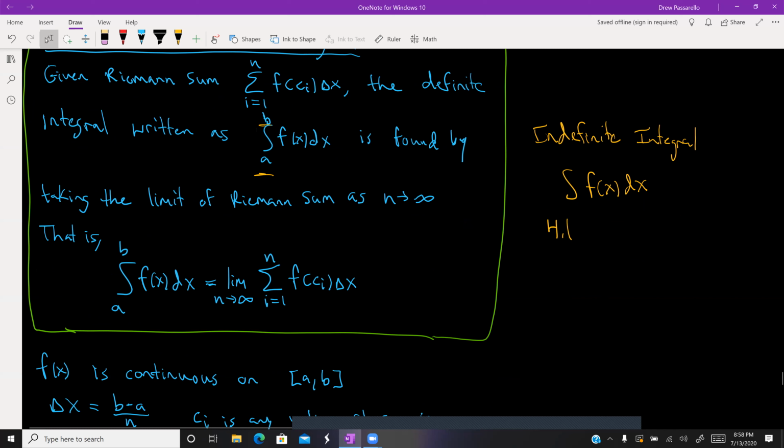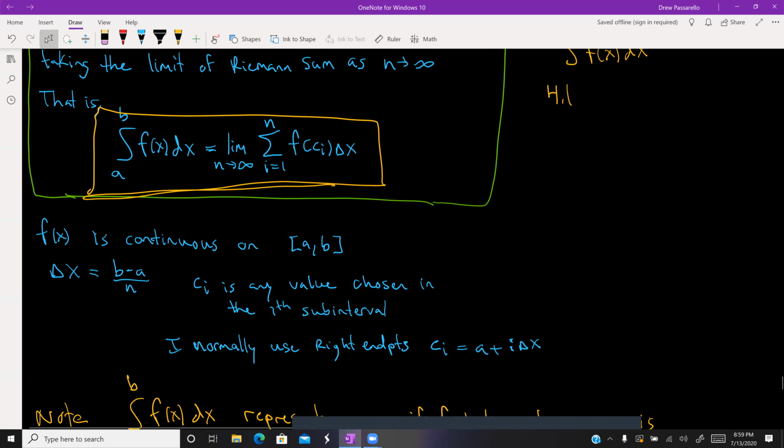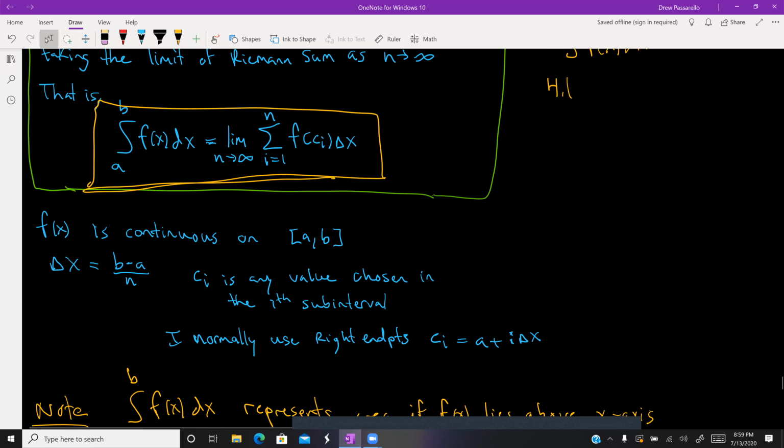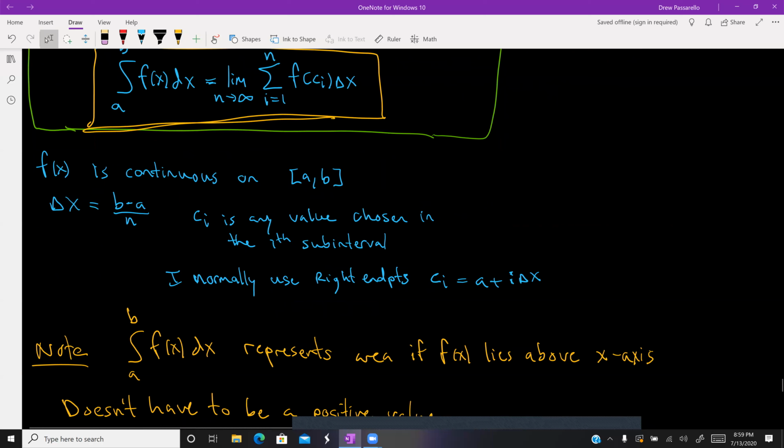So this is pretty much the main point of sections 4.2 and 4.3: you get the definite integral equaling this infinite limit of a Riemann sum. Now, f of x has to be continuous for this to be applicable. Delta x, which we talked about, was the width, and that is found by doing b minus a divided by n. And n can be thought of as how many rectangles you want, or how many subintervals you want.